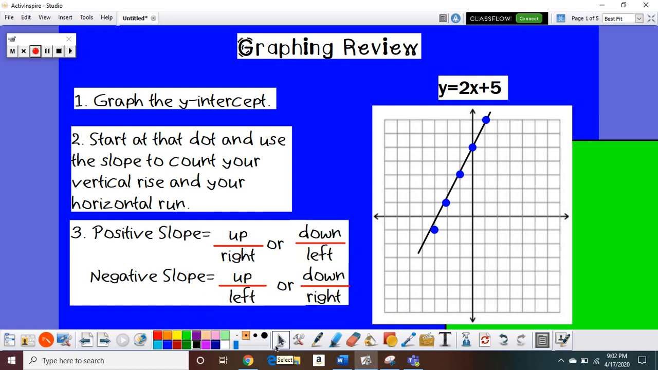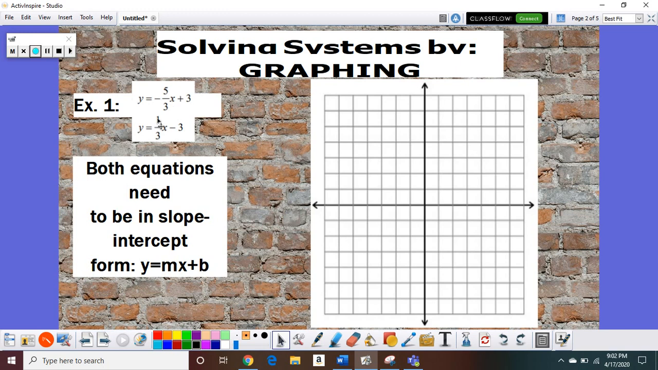That was just a quick review on how to graph a line, since we're going to be talking about solving a system of equations by graphing. Let's start by looking at these two equations. With a system of equations, you are looking at two equations and trying to see where the two lines that those equations make meet. Before you can graph them, they both need to be in slope-intercept form, y equals mx plus b. If they're not, then you need to solve the equation for y in order to get it in this form. Luckily, both of these are in slope-intercept form, so we don't have to worry about doing that.